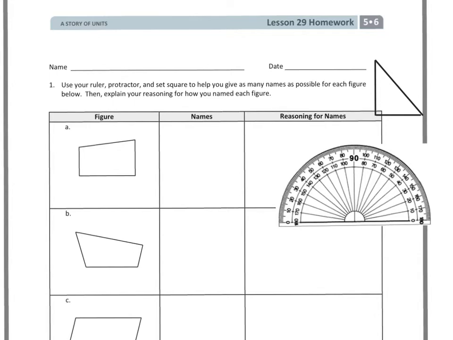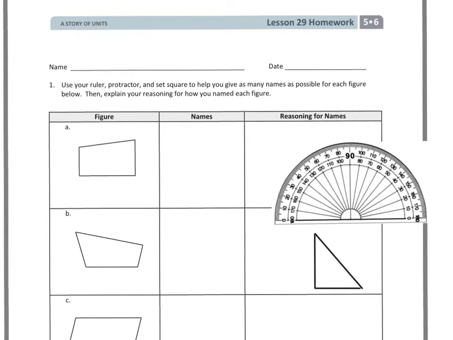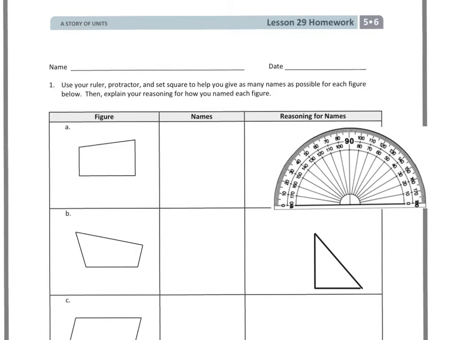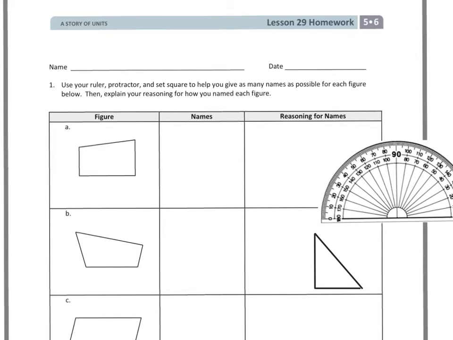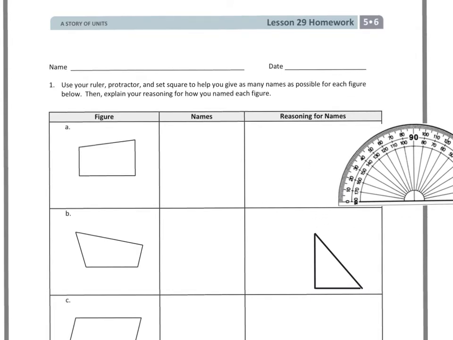The directions state, use your ruler, protractor, and set square to help you give as many names as possible for each figure below. Then explain your reasoning for how you named each figure. So I can use my ruler to measure side lengths, and also my set square, which is right here, and I also have a protractor in here. Now, I can't really use a lot of these electronically, but I'll try my best.